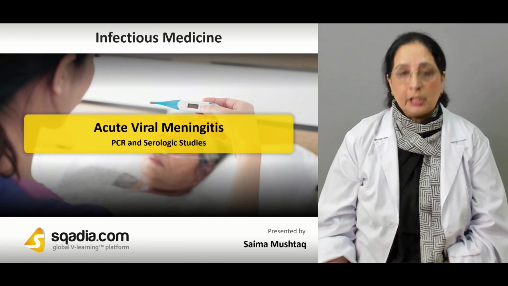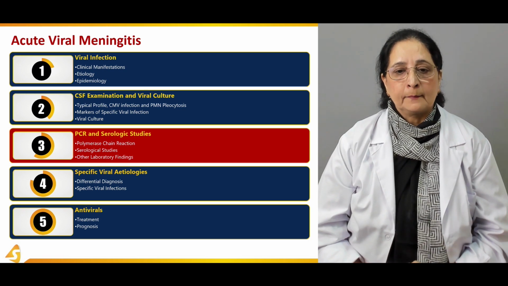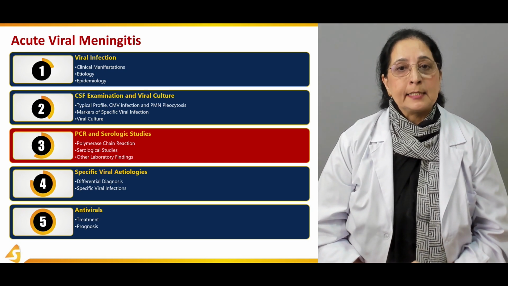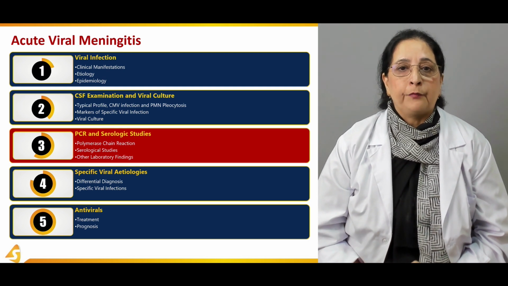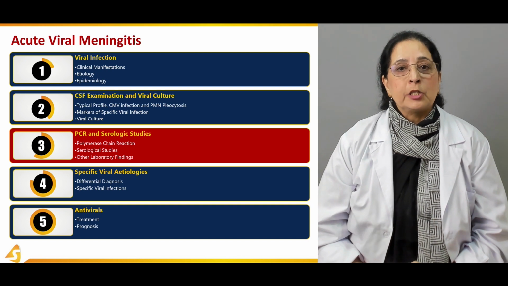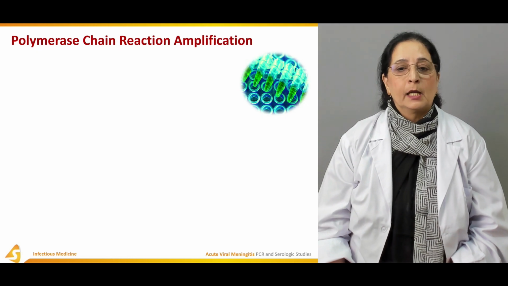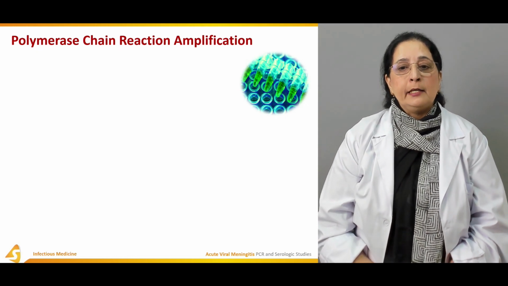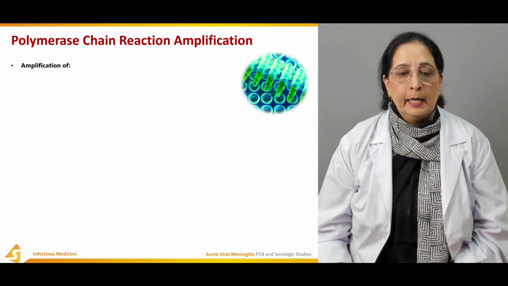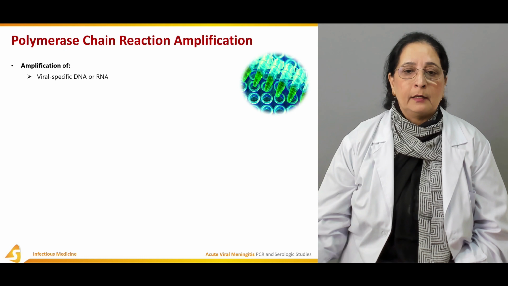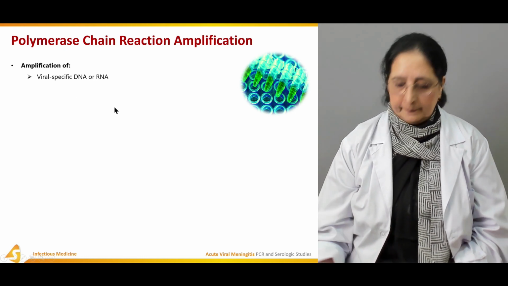In the third section, now we will talk about the polymerase chain reaction, serological studies, and some other lab findings that can be performed for the diagnosis of viral meningitis. Polymerase chain reaction amplification: amplification of viral specific DNA or RNA.